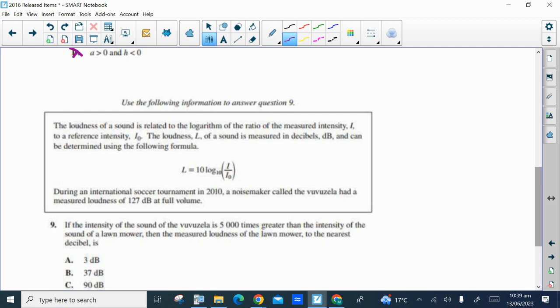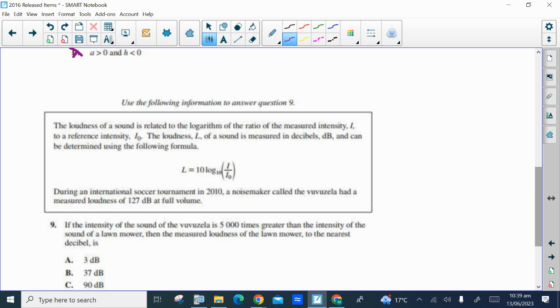So it had a measured loudness of 127 decibels at full volume. If the intensity of the sound is 5,000 times greater than the intensity of the sound of a lawnmower, then the measured loudness of the lawnmower to the nearest decibel is what?